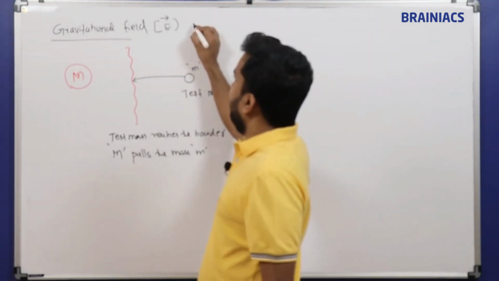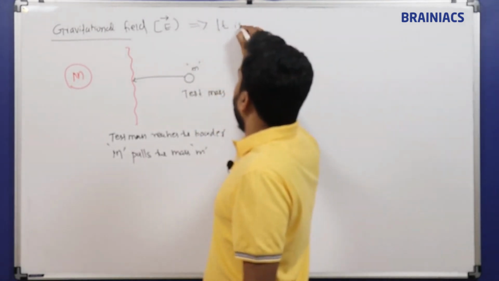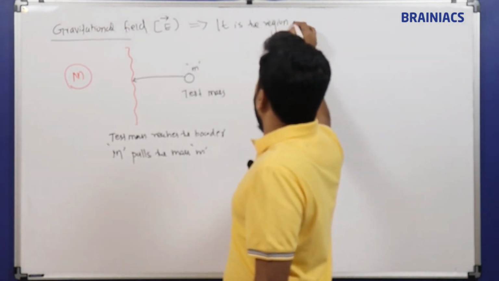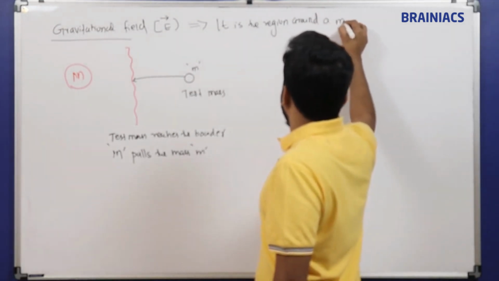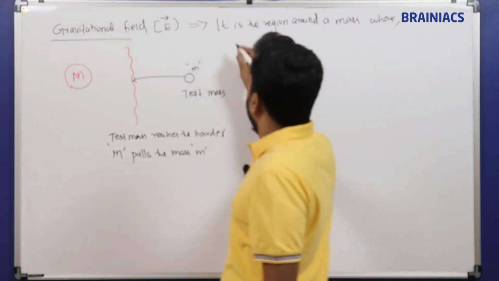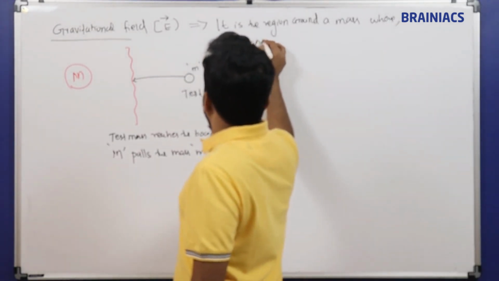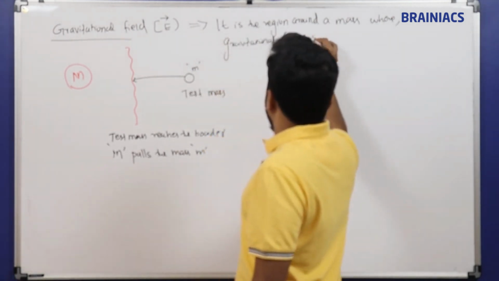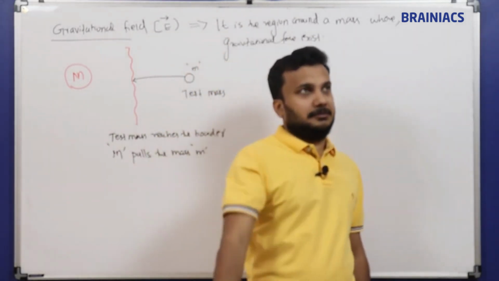Okay, so I am defining this one. Gravitational field means it is the region around a mass where gravitational force exists. Gravitational force exists.